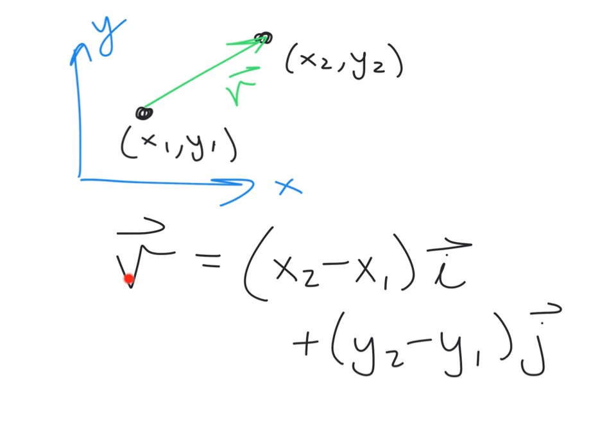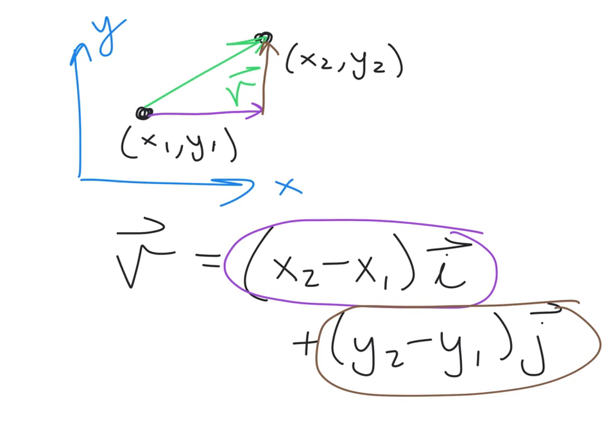So this notation where it's v with a little vector symbol above it, this is the symbol that we'll use to say something is a vector. So in the x direction, we're moving x2 minus x1 times i. And in the y direction, we're moving y2 minus y1 times j. So here are those vectors. This is the vector x2 minus x1 in the i direction. And this is the vector y2 minus y1 in the j direction.